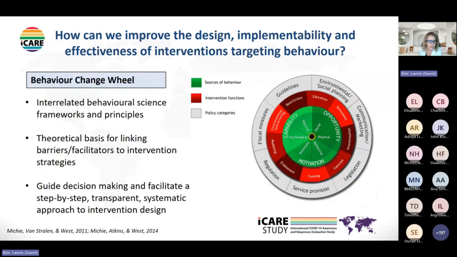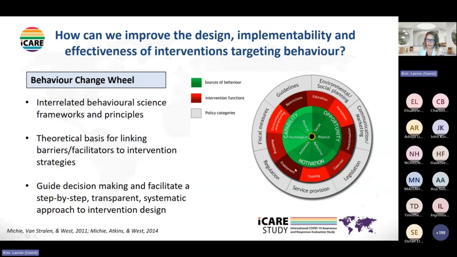Some of you may be aware of the behavior change wheel. I'm not going to go into this in too much detail, but just to let you know that there's this fantastic framework that can be used by policymakers in public health, and it really describes interrelated behavioral science frameworks and principles that can be used to inform the design of your interventions. There are theoretical bases for linking barriers and facilitators to intervention strategies, and it's really meant to guide decision-making in a step-by-step fashion. And just to guide you through the wheel, you'll see the COM-B model here in the middle, and these are the things that we need to target in order to change behavior.